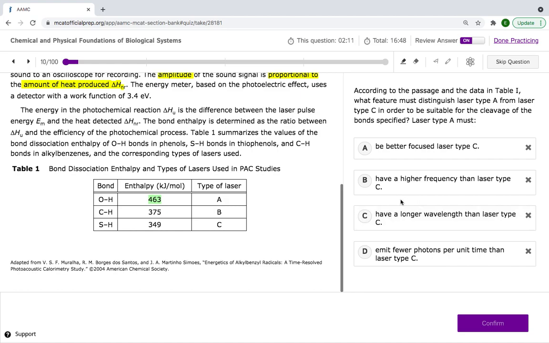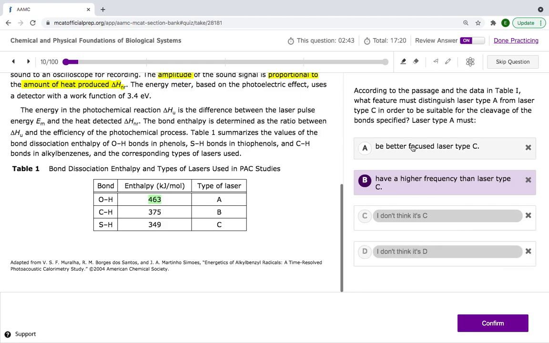And this is not all the time, but because they threw opposites here, usually the correctly opposite one is right. They want you to make a decision. The MCAT wants you to make decisions. So you make the decision to go with the right answer choice. Emit fewer photons per unit time than laser type C. No, if laser type A emitted less photons per unit time, it would be weaker. We need laser A to be stronger. So this is wrong. Be better focused, laser type C.